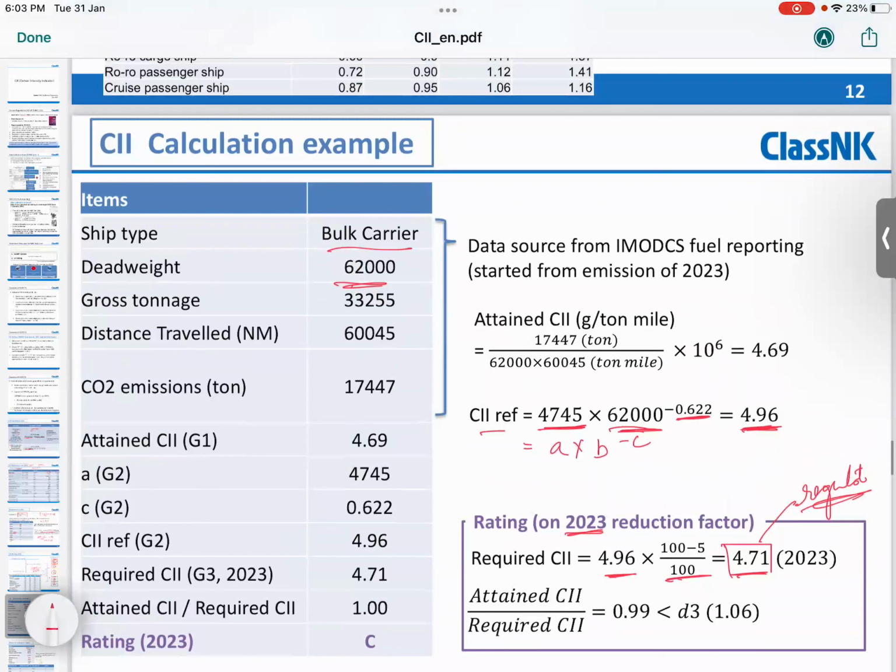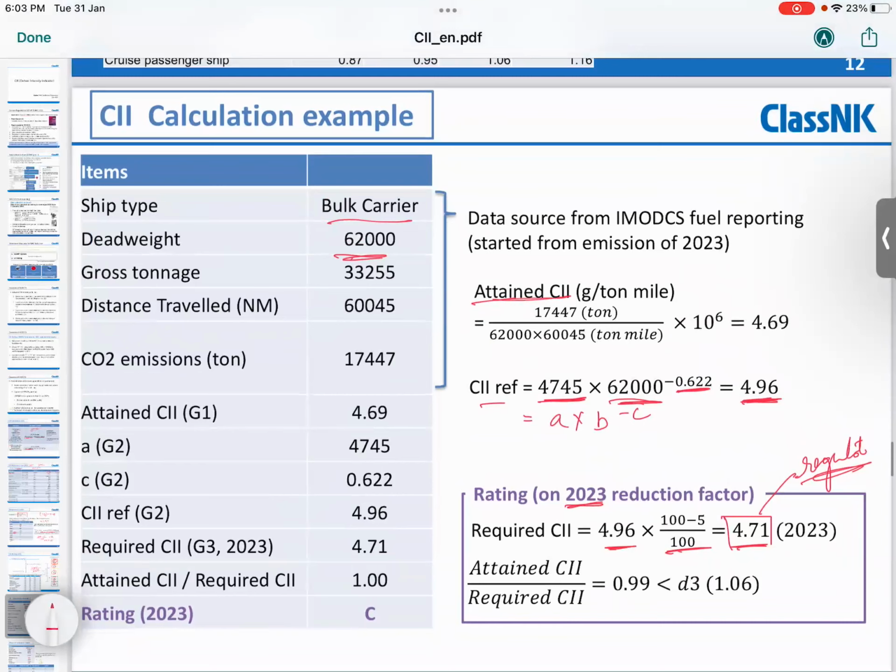And how much did he attain? What is the formula for attained CII? It is how much CO2 you are releasing into the atmosphere. So just multiply the amount of fuel burnt.